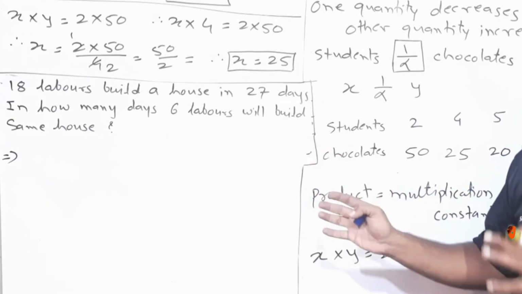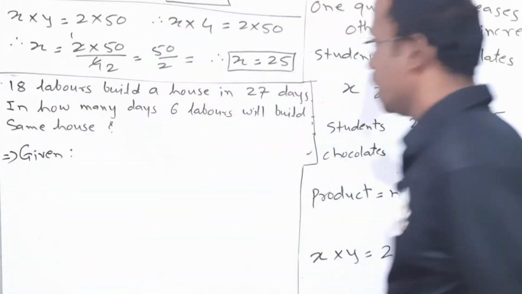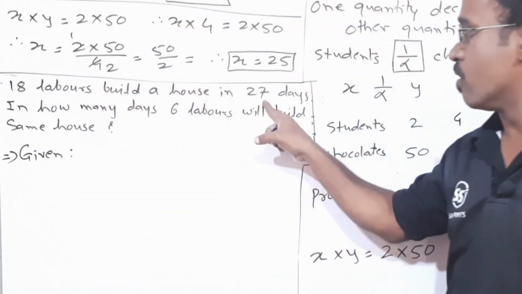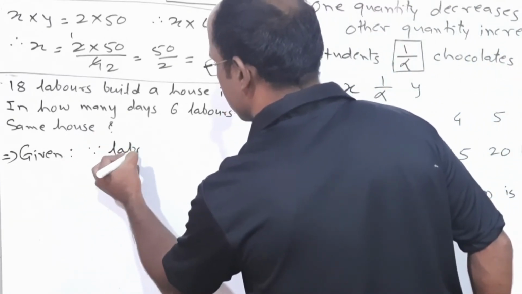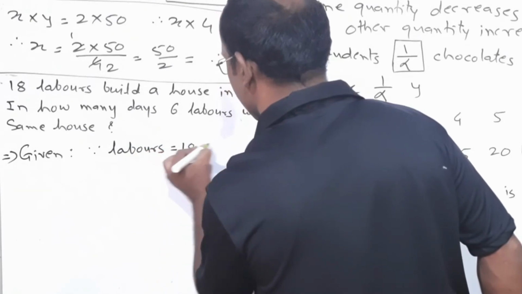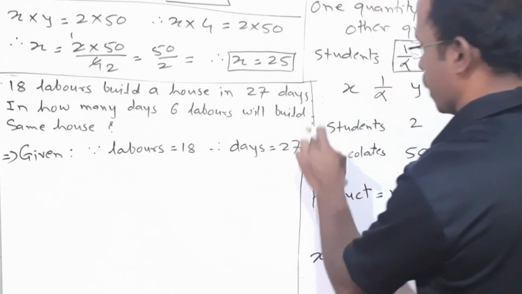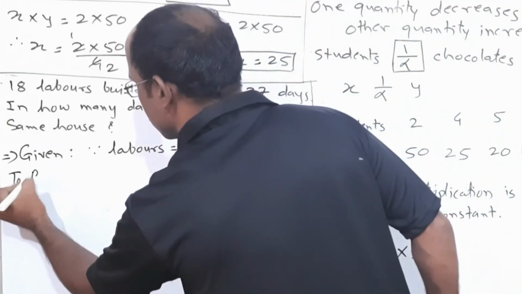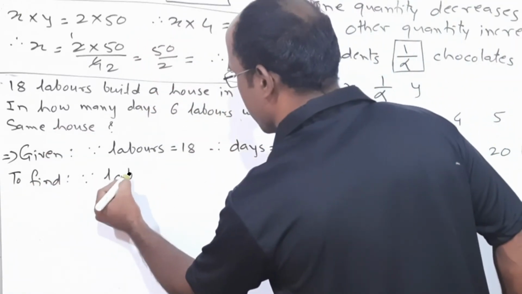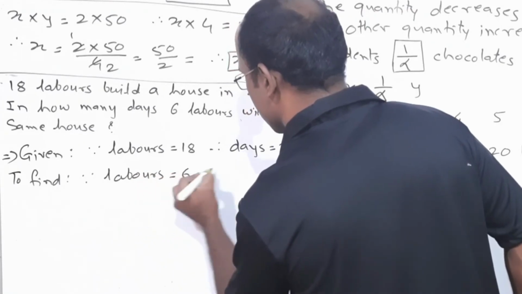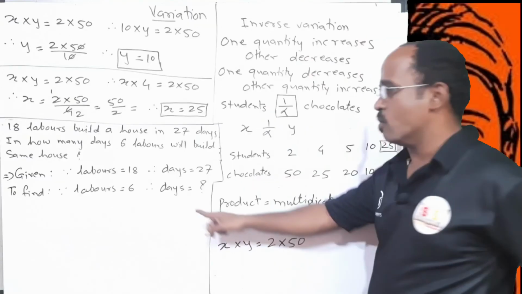Once again students, first of all we just have to write the information. What is given? Given is, if 18 laborers are there, they will build the house in 27 days. Meaning if laborers is equal to 18, then the number of days is equal to 27. What we have to find? If laborers is equal to 6, then how many days? Days is equal to how much?